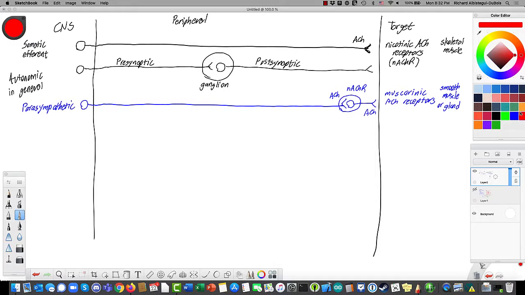All right, let's take a look at sympathetic pathways. And because things can never be too simple, there are actually several different versions of this. Most sympathetic pathways look like this. Preganglionic cell starts in the central nervous system, has a short axon, and synapses onto the postganglionic cell close to the central nervous system. That postganglionic cell then sends its axon out to synapse onto a target. That target is also, again, going to be smooth muscle or gland.